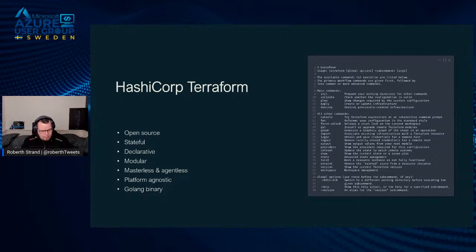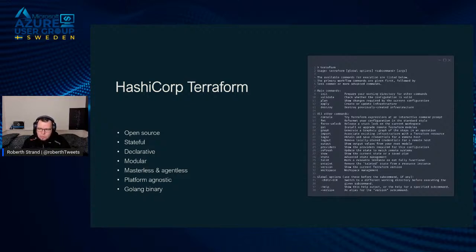So that's how you keep stuff DRY. Don't repeat yourself. You can take a piece of code that you're going to repeat, put it into a module, and then you'll just be able to call that piece of code whenever you need to. It's masterless and agentless, which means it's just one binary. It's just Terraform. So there's nothing you have to set up there. Terraform keeps track of everything. It does everything for you.